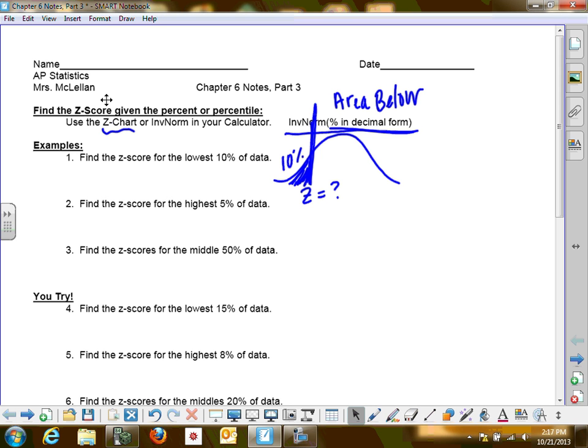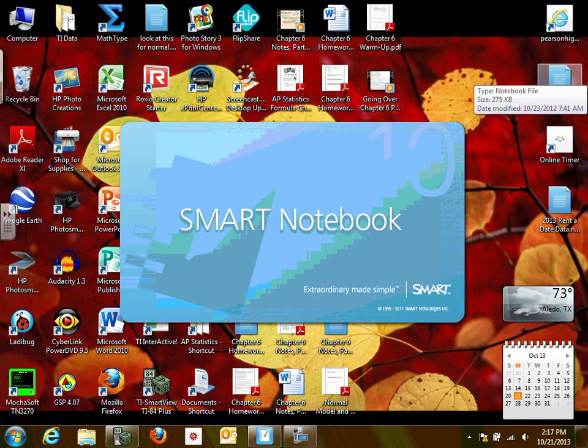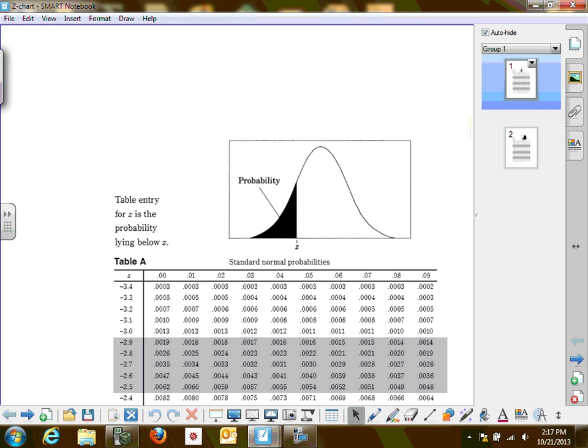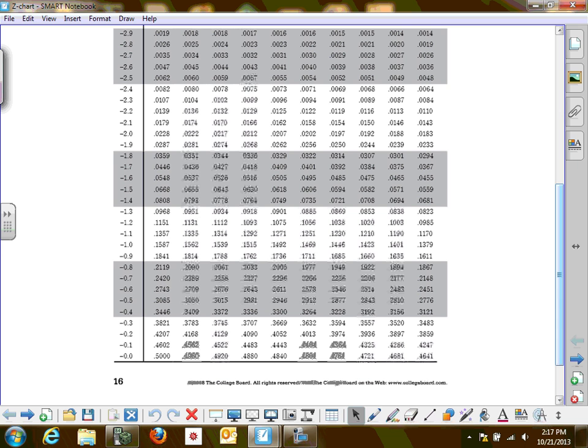Well, what we did yesterday, or on last night's homework, was we looked that up in the z-chart. Let me show you real quick. In the z-chart, it's the negative side, so find the 10%, and that's located about right here. So that's at negative 1.28, or 1.289, yeah, negative 1.28 is closest to that.